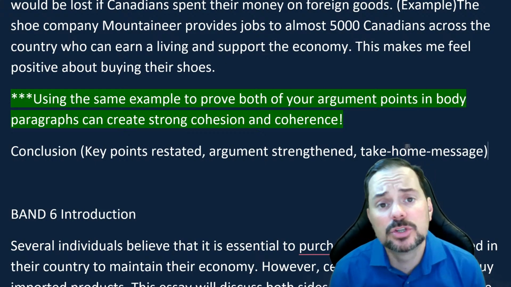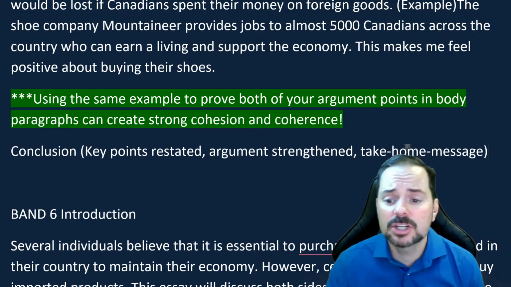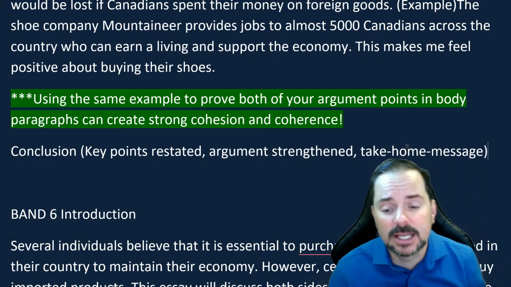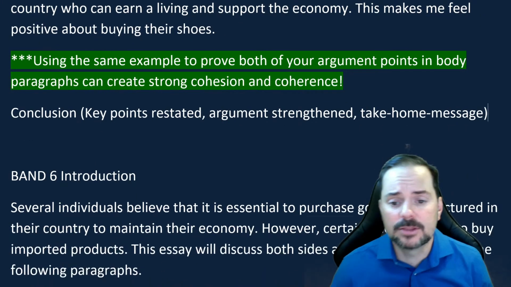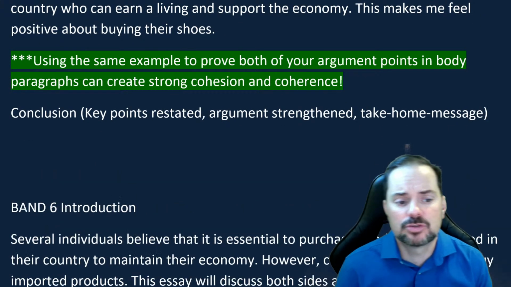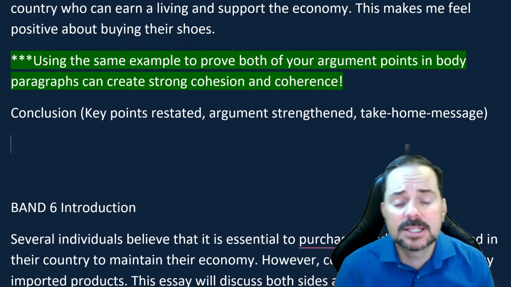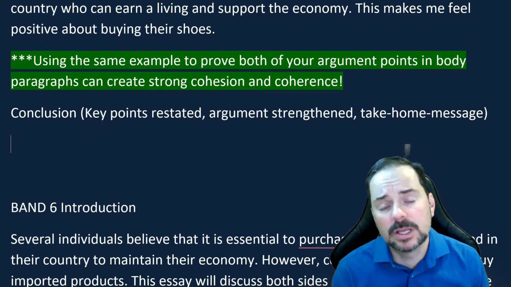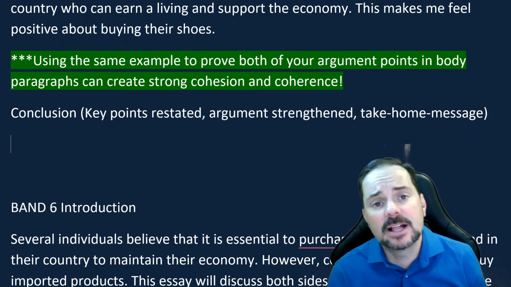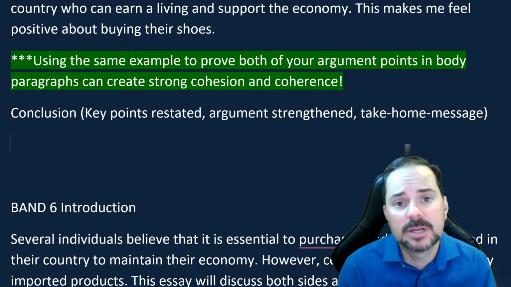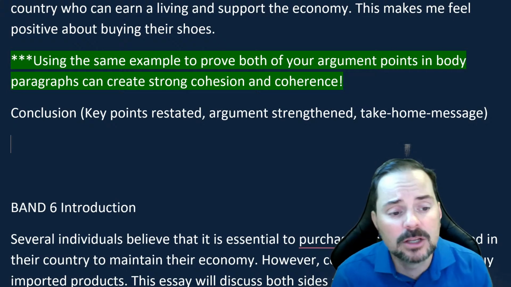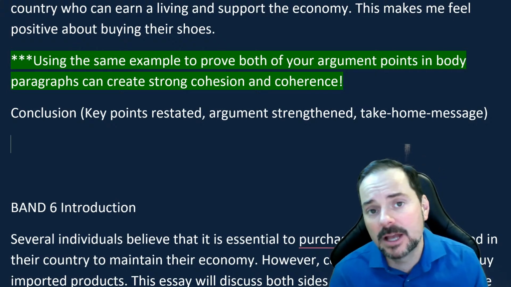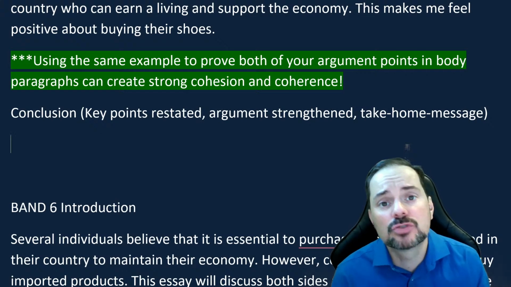A good conclusion is not just repeating the introduction. People do not like to read the same information again and again. So you need to do more in the conclusion than just repeat the introduction. You need to restate your key points, strengthen your argument, and give a message to your reader where they feel like, hey, that was valuable. This was worth 5 minutes of my life to read your essay. For band 7.5, band 8, band 9, you have to have a strong conclusion.